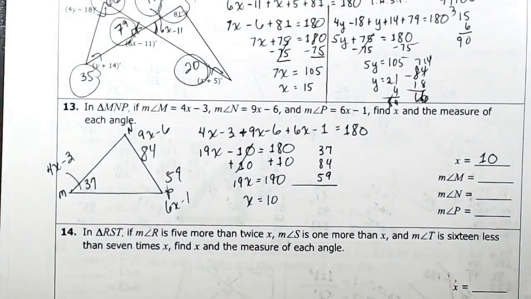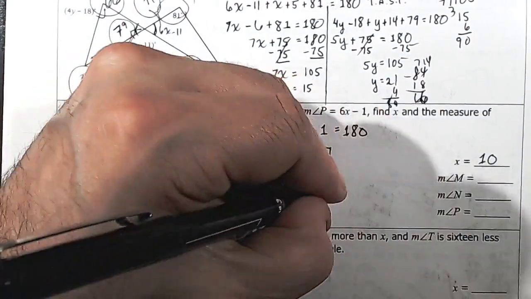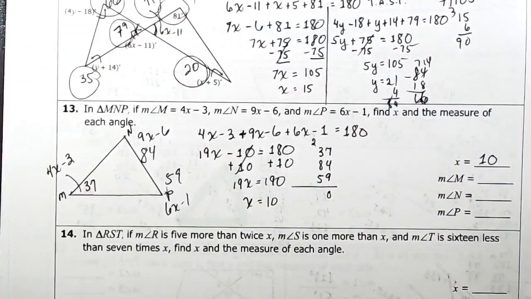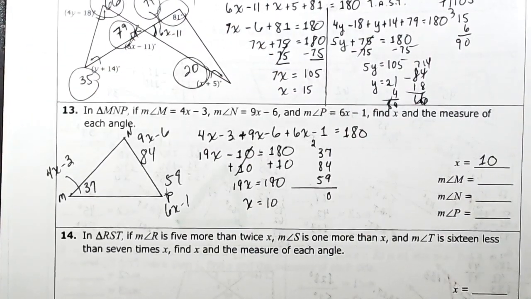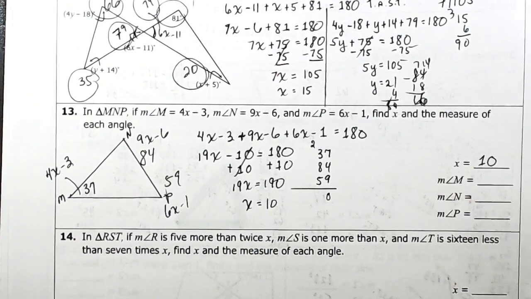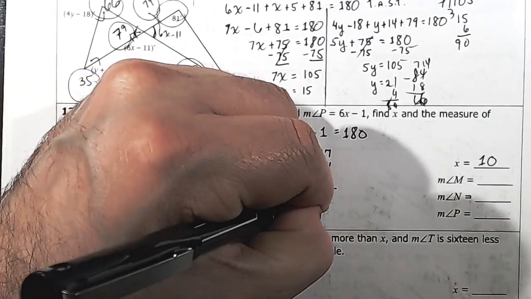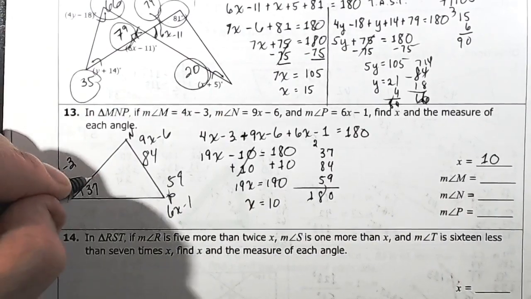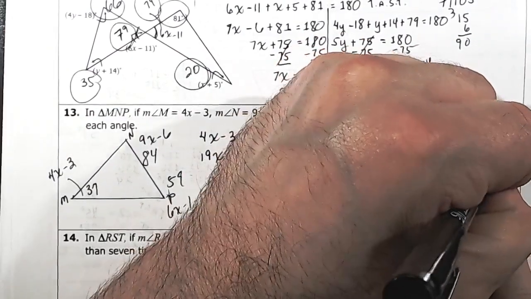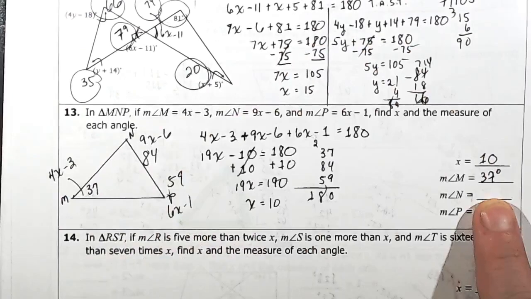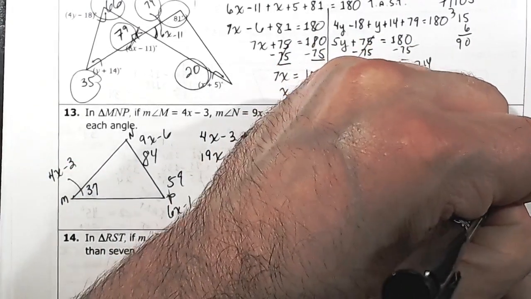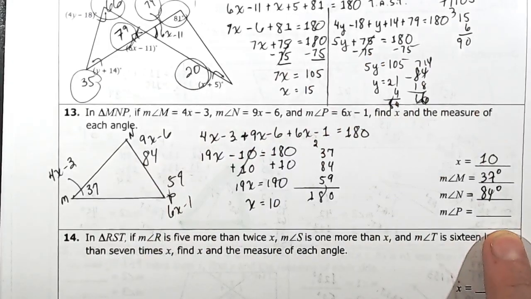7 plus 4 is 11 plus 9 is 20, carry the 2. 2 plus 3 is 5, plus 8 is 13, plus 5 is 18, 180. How about that? So now we know that angle M is 37 degrees. We know that angle N is 84 degrees. And we know that angle P is 59 degrees.